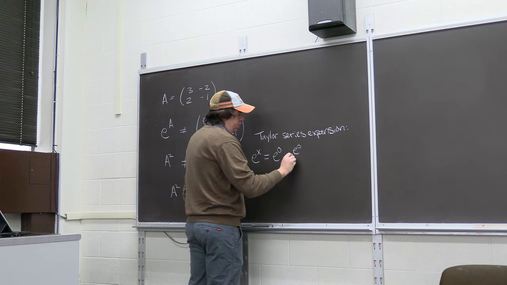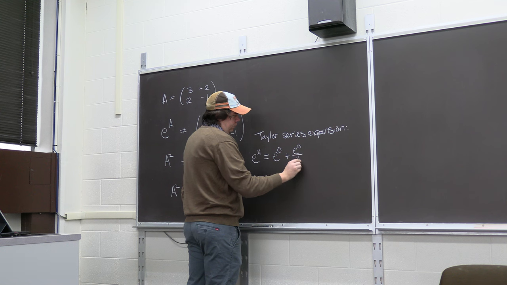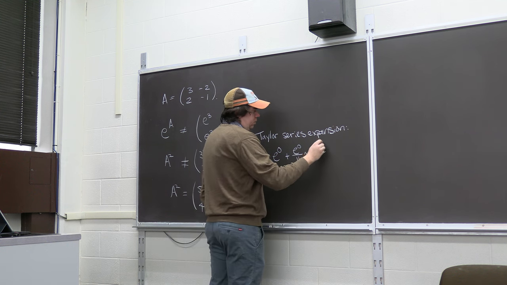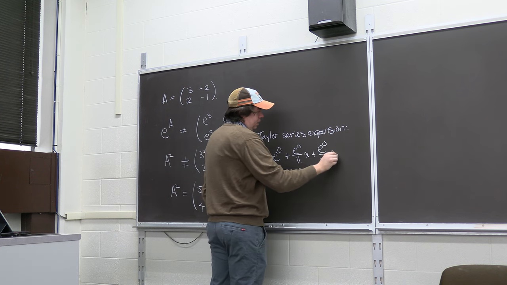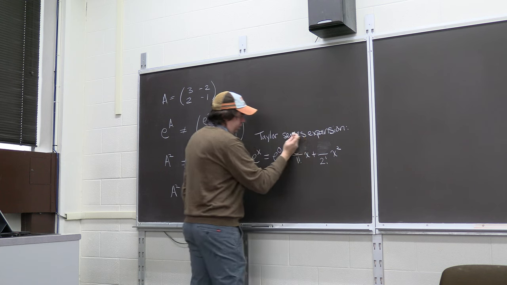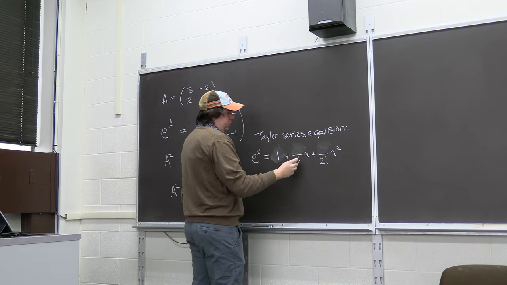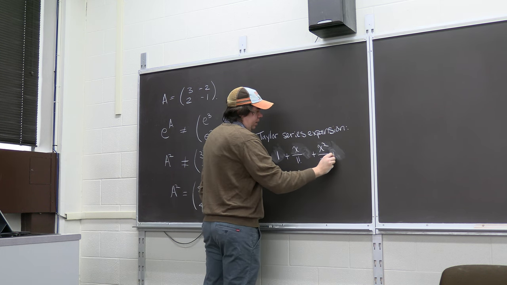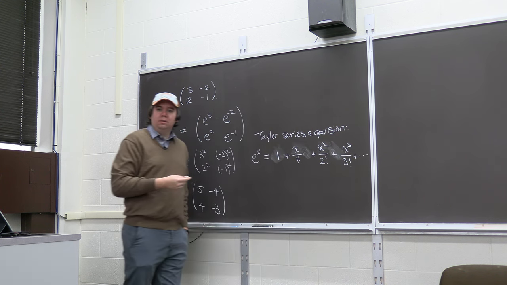It's just e to the 0 over 1 factorial times x, plus the derivative is still e to the x, so it's e to the 0 over 2 factorial times x squared. And so this simplifies, and you get the really nice series: 1 plus x over 1 factorial plus x squared over 2 factorial plus x cubed over 3 factorial, and so on, that infinite series, right?